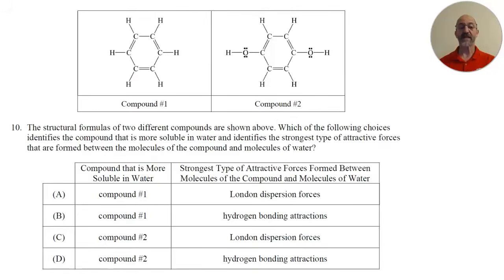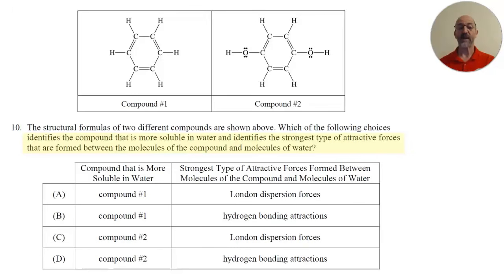In question 10, it says, the structural formulas of two different compounds are shown above. Which of the following choices identifies the compound that is more soluble in water and identifies the strongest type of attractive forces that are formed between the molecules of the compound and molecules of water? Now, you already know that water is polar, so we are looking for a polar substance to form strong attractive forces with water molecules.